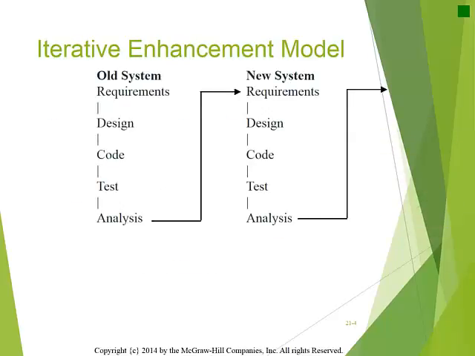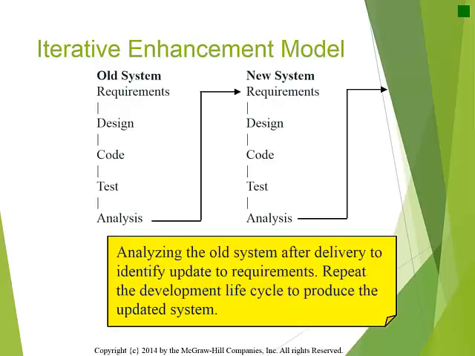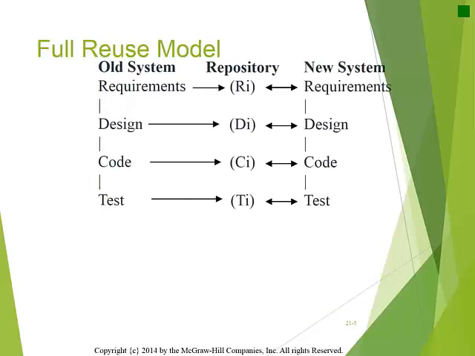The iterative enhancement model is an adaptation of the evolutionary development model to software maintenance. That is, the changes are based on the analysis of the current system. The requirements specification and design of the current system are modified and used as a basis for implementing the changes. This process is repeated for each batch of changes.